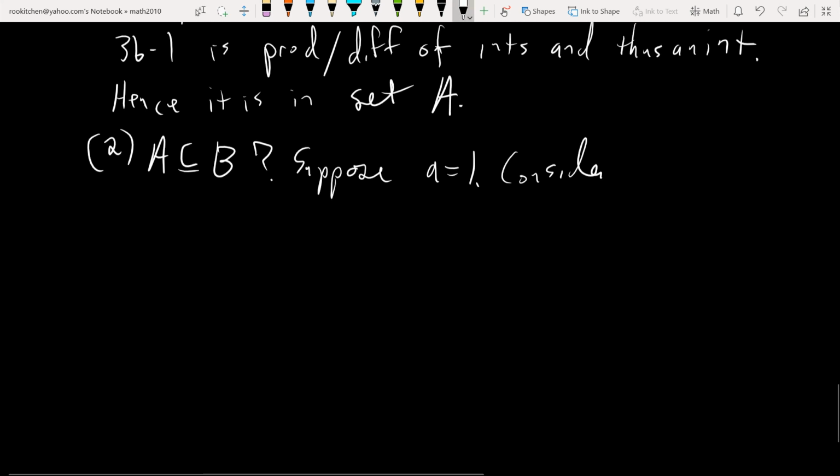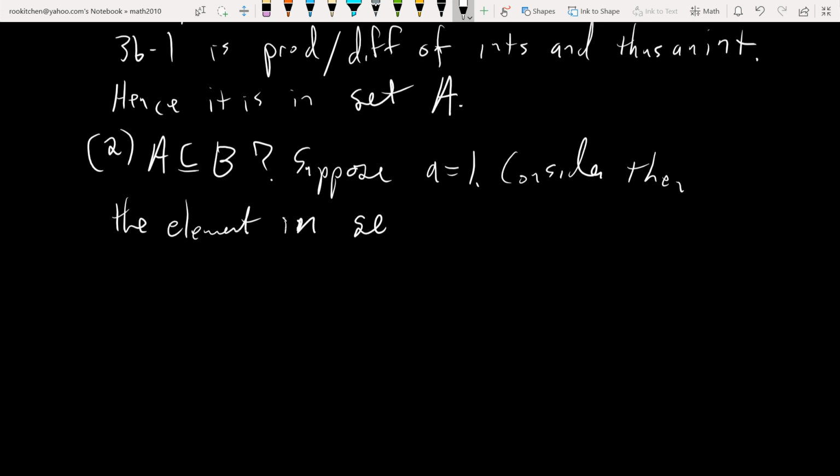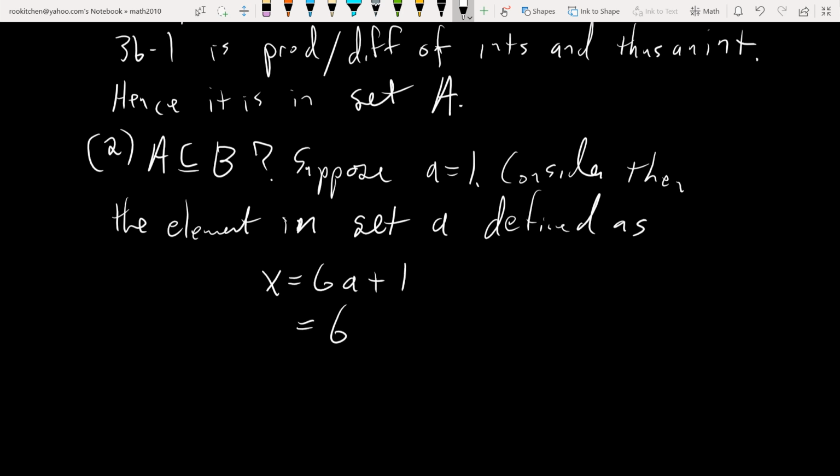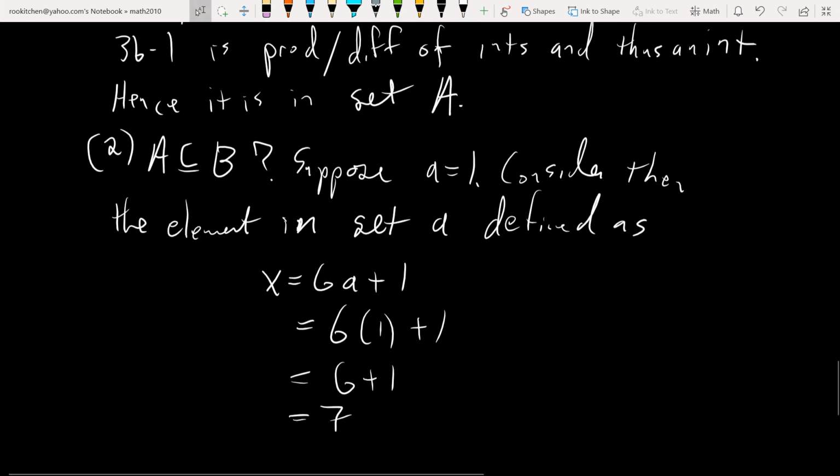Okay, so suppose a equals 1. Consider then the element in set A defined as x equals 6 times a plus 4, right? So by substitution, that's 6 times 1 plus 4, which is equal to 6 plus 4. It's 4, sorry, 4. So this is equal to 10.